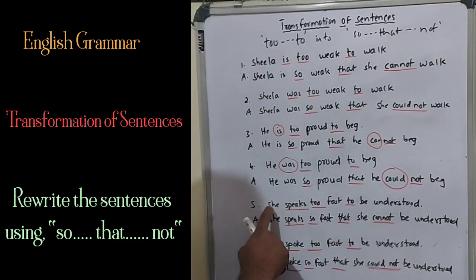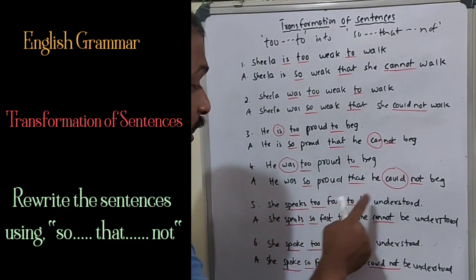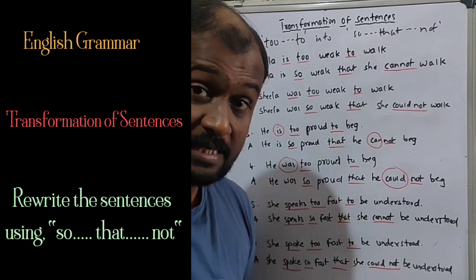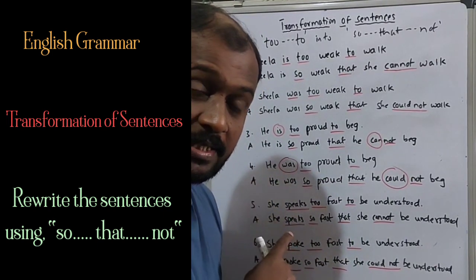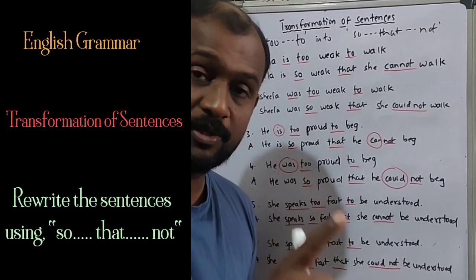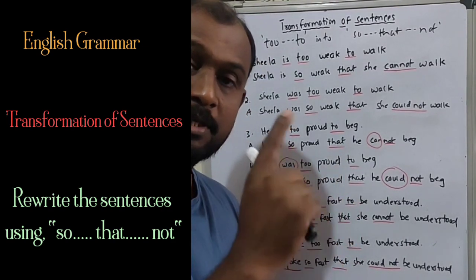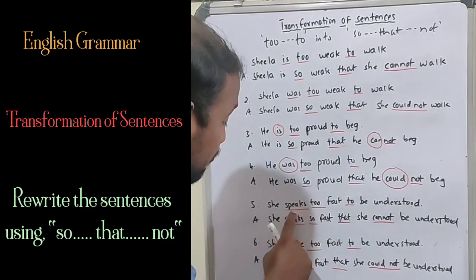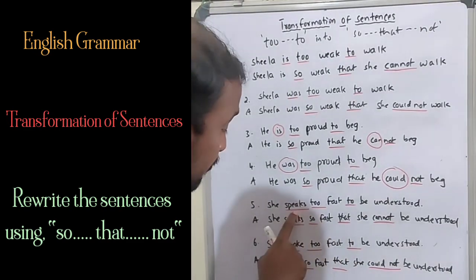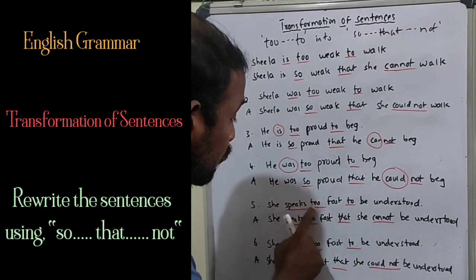Whereas here, she speaks too fast to be understood. See, "speaks" is a finite verb. So, this means that it is in fact in present tense. Remember, a finite verb always expresses tense. Either it must be present or past. So, as we have "speaks" here, this is present tense. Okay, keep this point in mind. This is present tense. See, she speaks too fast to be understood.